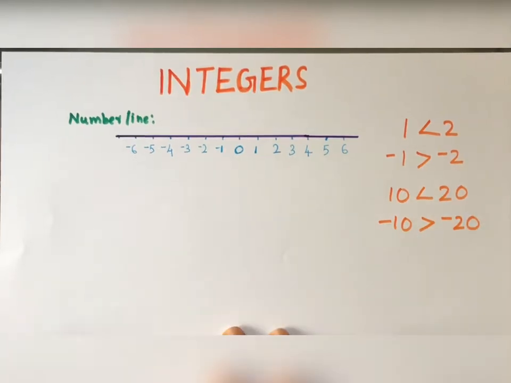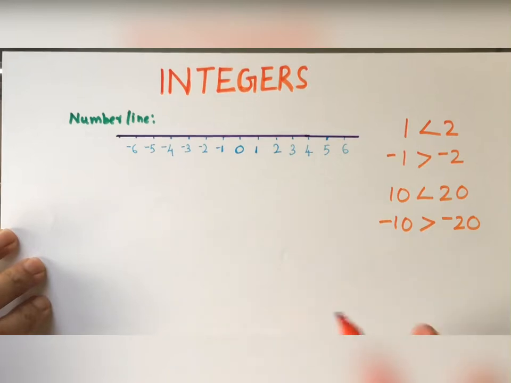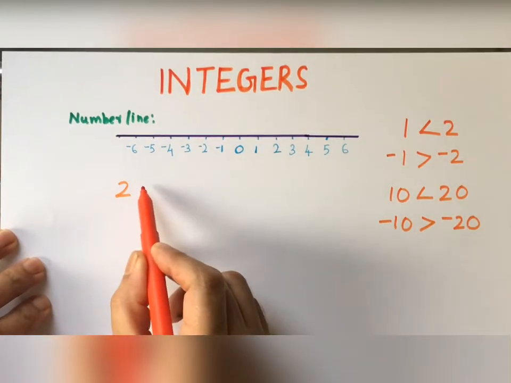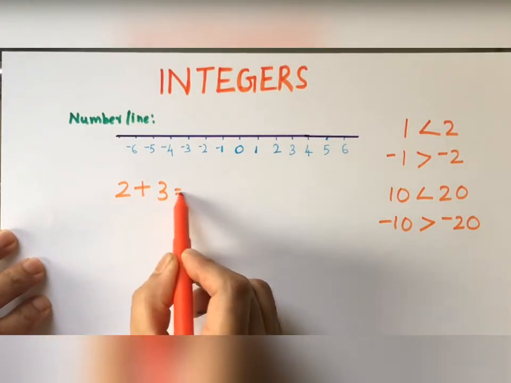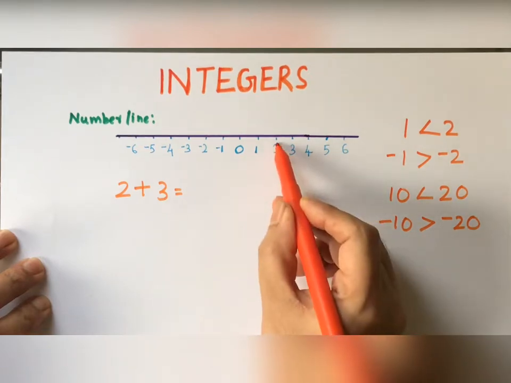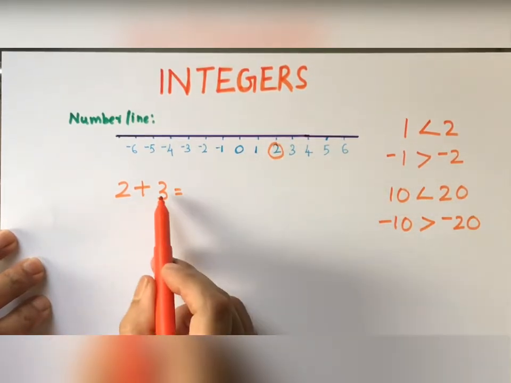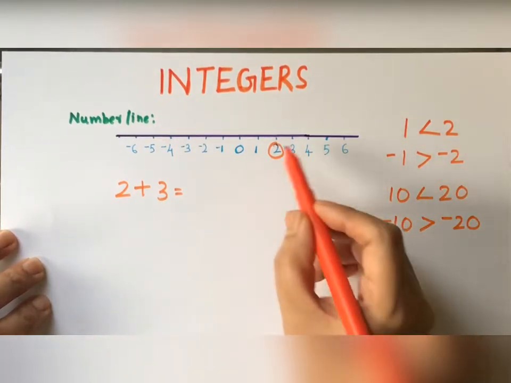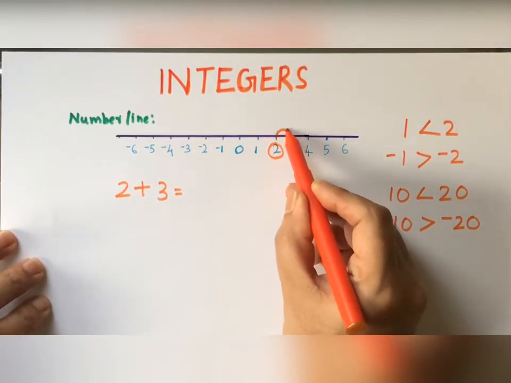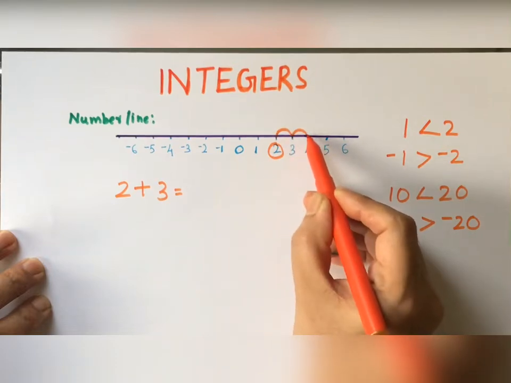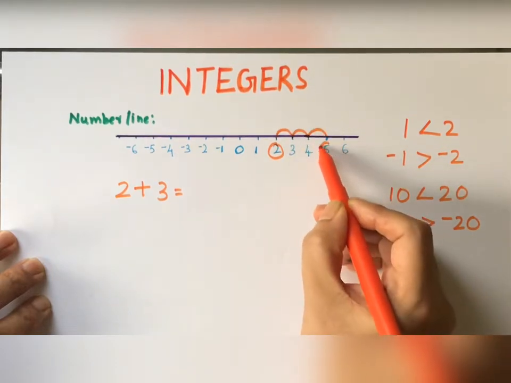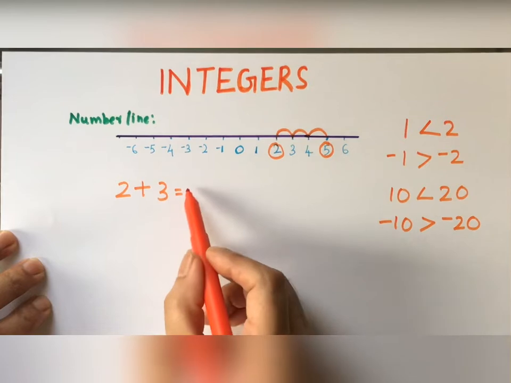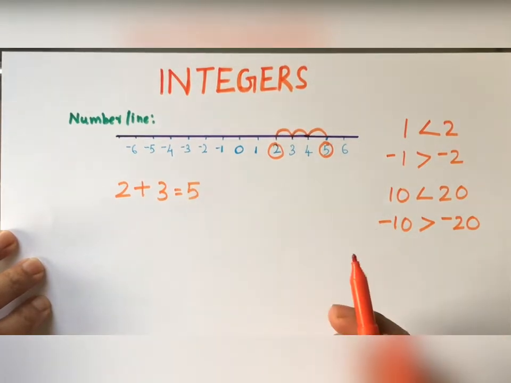Now we will see how to add using this number line. Suppose we need to add 2 and 3. Here it is 2. We need to move 3 places to the right to add. When we are adding, we need to move to the right. We got 5. That is 2 plus 3 equal to 5.